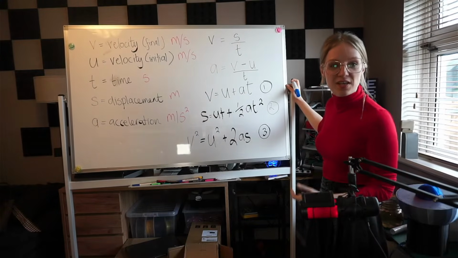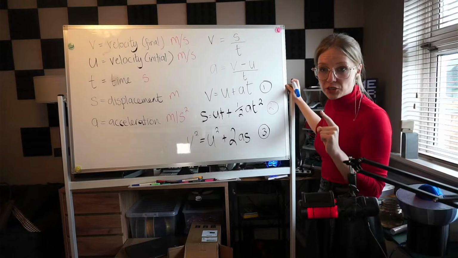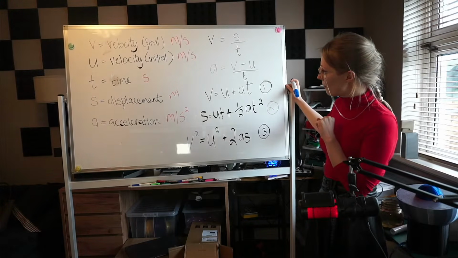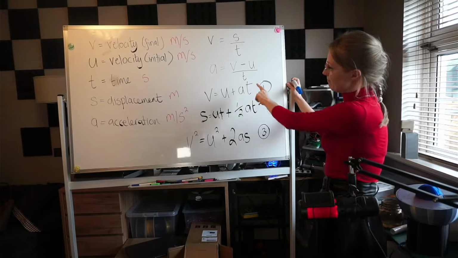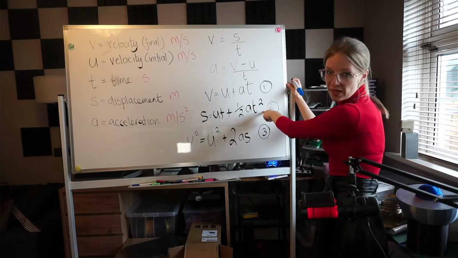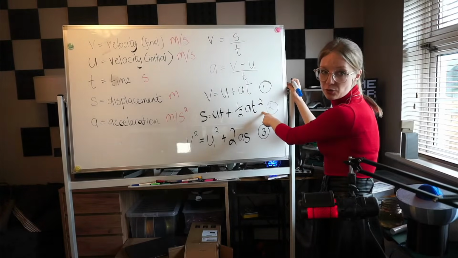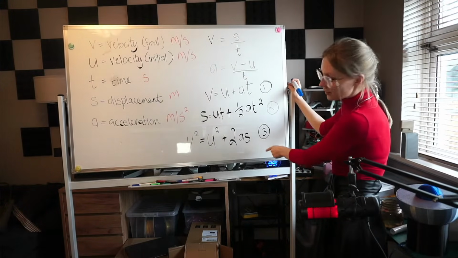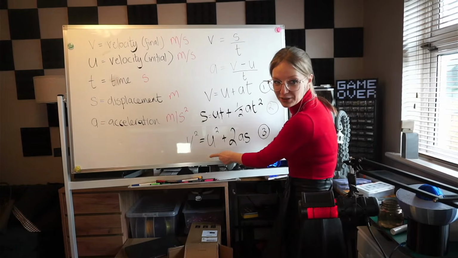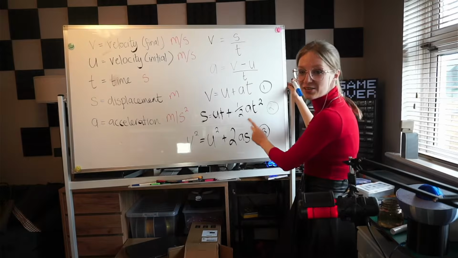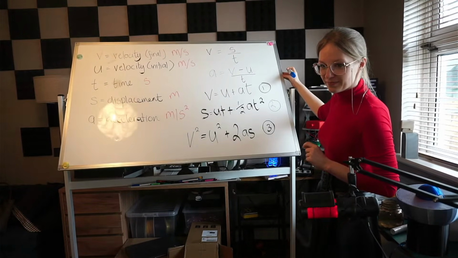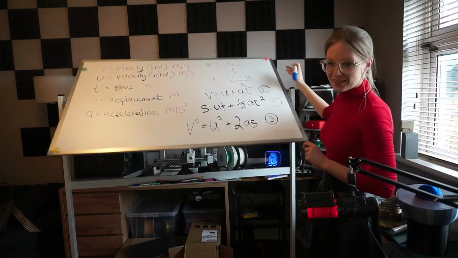Remember your algebraic solving skills. You can only solve one equation when there is only one unknown. So, we're looking for A and T. There's 2 unknowns here. We can't use that. We don't have A or we don't have T. However, look at this guy. We have V, we have U, and we have S. So we can solve the equation by using this third equation.